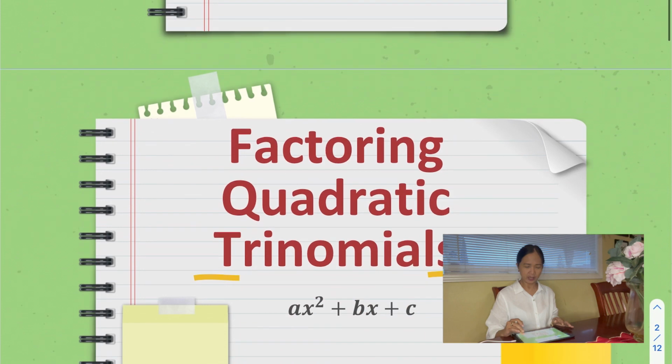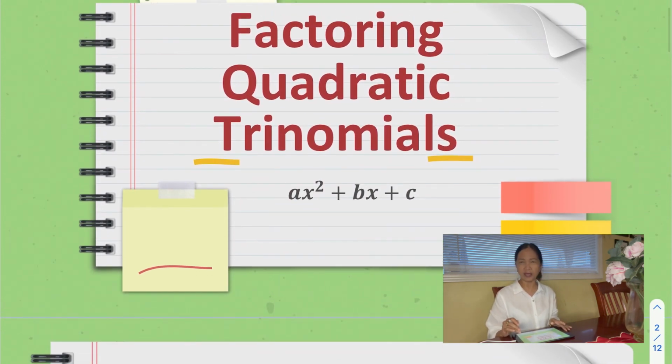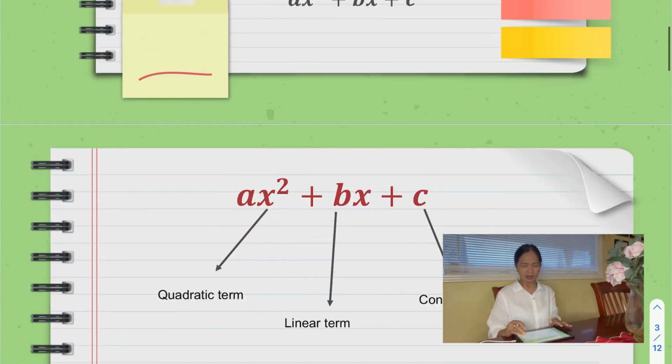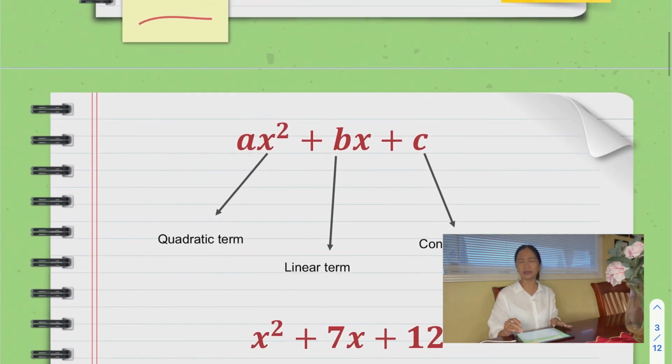Today, I'm going to show you how to factor quadratic trinomials of the form ax squared plus bx plus c. When we have a quadratic trinomial of this form, it is important to know how to call the terms that are included in the trinomial. The first term, which is your ax squared, is called your quadratic term simply because of the exponent 2. The middle term, which is bx, is called your linear term. And c is actually referred to as your constant term.